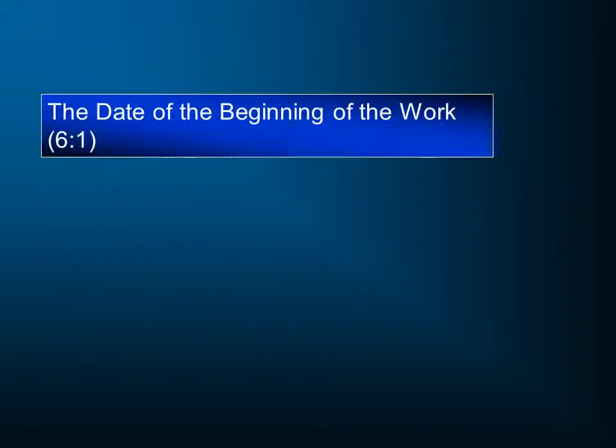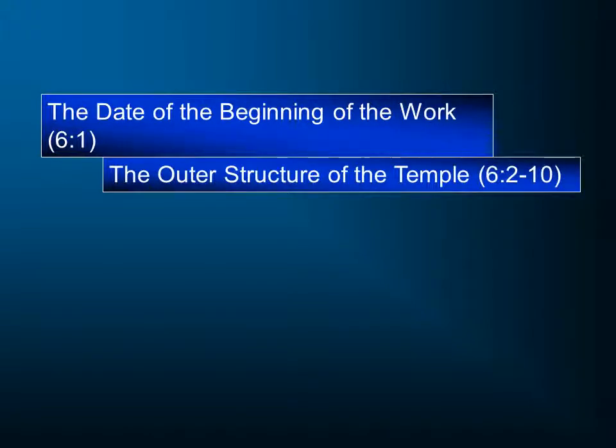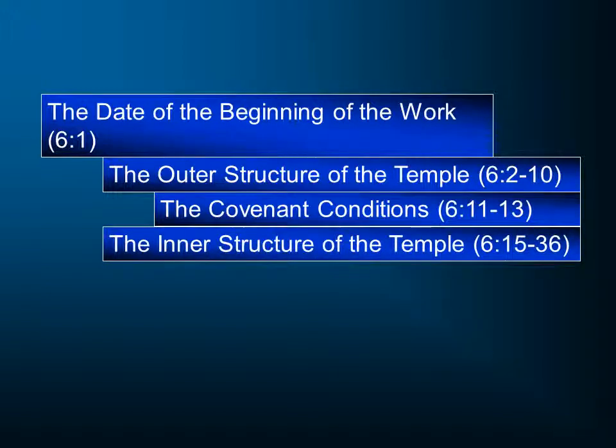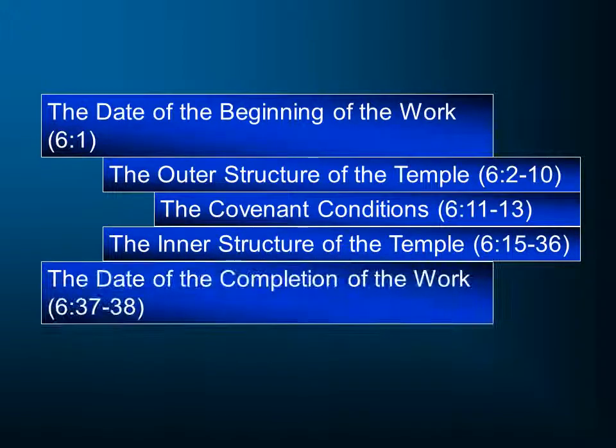So we have in chapter 6 the date of the beginning of the work, and then a description of the outer structure of the temple. We have what we just read, some of the covenant conditions. But then we have the inner structure of the temple described. And then finally we have the date of the completion of the work that's given. This entire description is given in a chiastic format, a paralleled format.